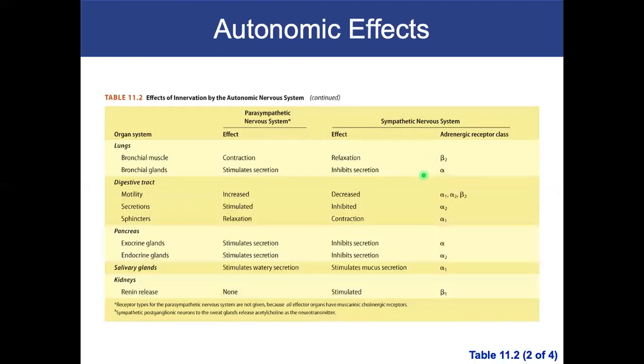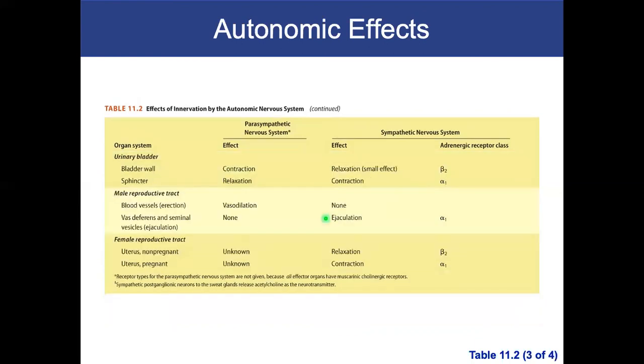Let's see, digestive tract. So digestive tract, if you take a look at this one, the parasympathetic nervous system is going to get it excited. So it's going to increase motility, it's going to increase secretion, and it's going to relax those sphincters so that food and digested material moves through that digestive tract. Whereas the sympathetic nervous system is going to decrease the motility, inhibit secretions, and contract those sphincters so that they stay shut.